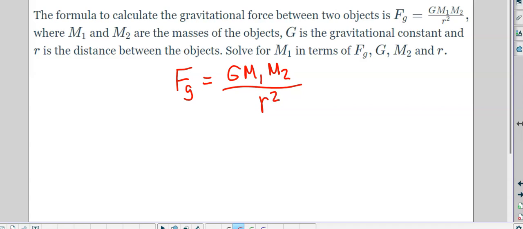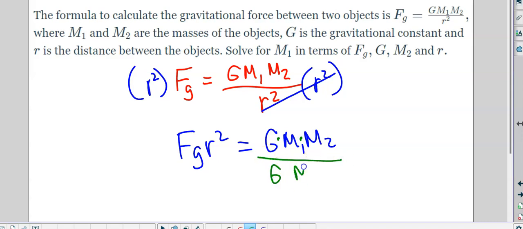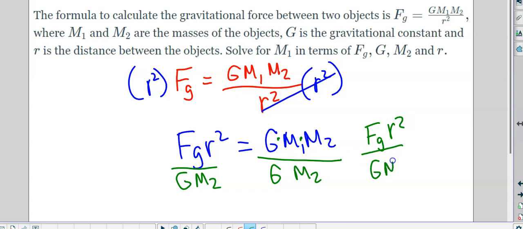All right, well, m sub 1 is in the numerator, and you can't touch any items in the numerator until you clear the denominator. So our first move here is timesing both sides by r squared. And it doesn't matter which way you write this r squared and fg, but I'm going to write it like that. And now I see that both g and m2 are multiplying m sub 1, so I'm going to divide by them at the same time. So that's my answer. F sub g r squared over g m sub 2 equals m sub 1.